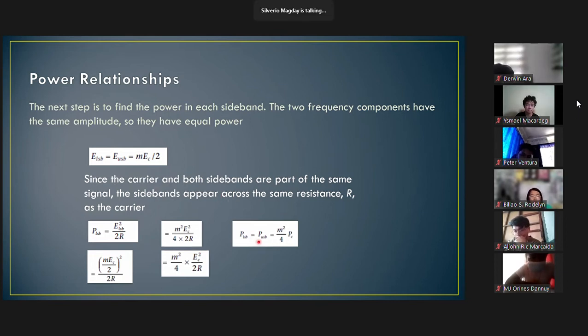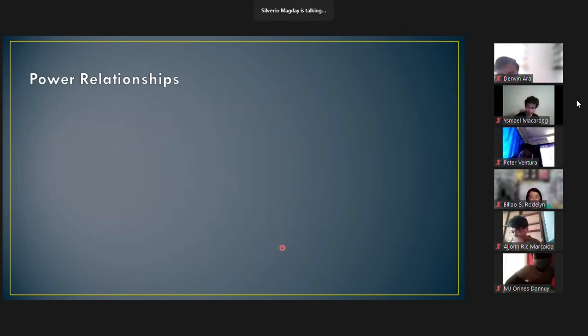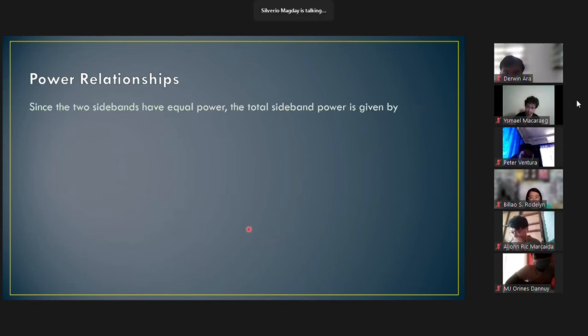Paano pag yung total sideband? So times 2 ito, kaya over 2. M squared over 2 times your Pc. Kung baga yung total sideband yung mini-measure, just simply times 2. So the upper sideband and the lower sideband taken as 1. So mga sideband power, so M squared over 2 times your power of the carrier. Next, these two sidebands have equal power, the total sideband power over 2.